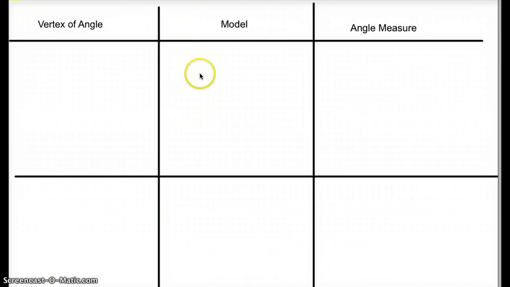Okay, the last page of your packet is more for you if you want to summarize your notes. You can talk about inscribed angles. You can talk about the measures of angles when they're an interior angle or a measure of angles formed when they're outside of the circle.